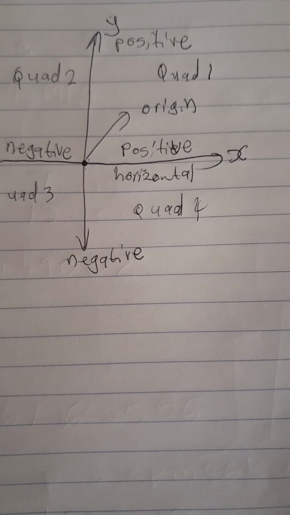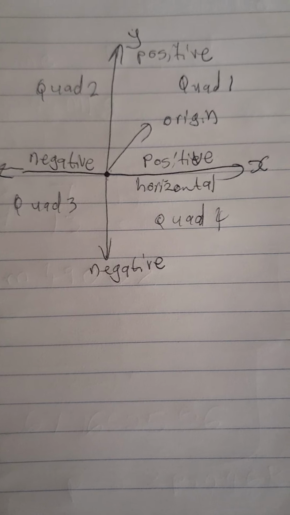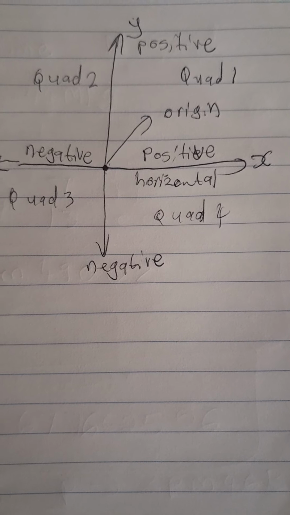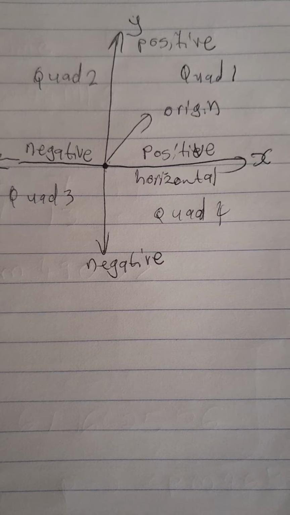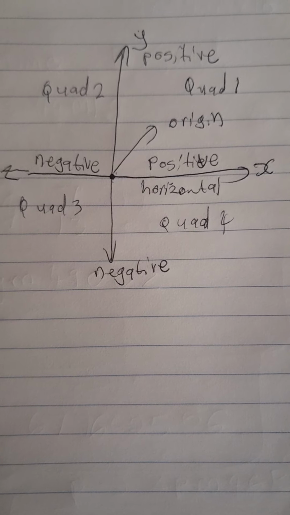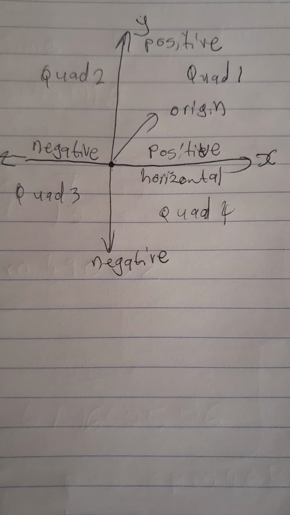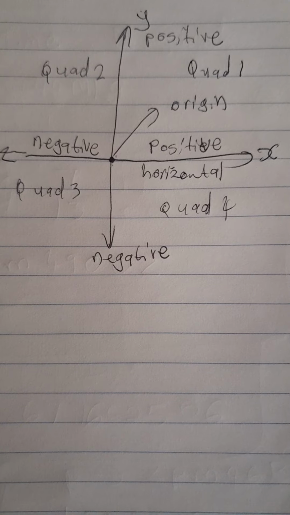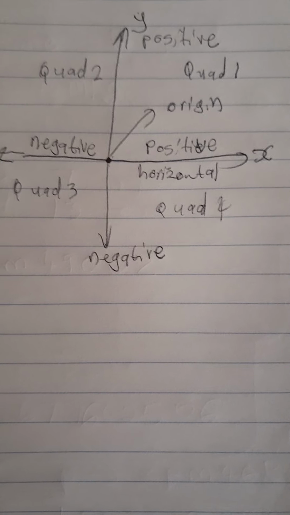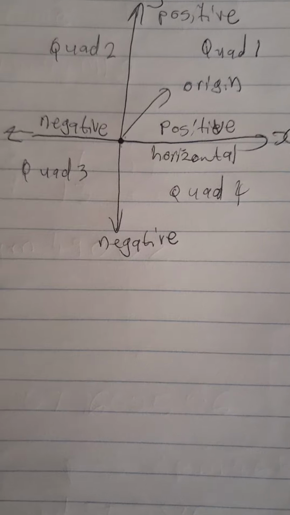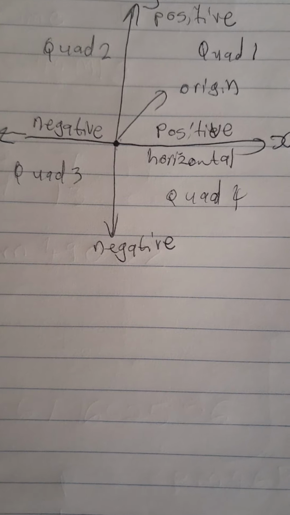If you go to history, the Cartesian plane came from a mathematician called Descartes. For more info, for enrichment, you can go and research about it. It's a very interesting discovery. Then let me teach you how to plot a graph.